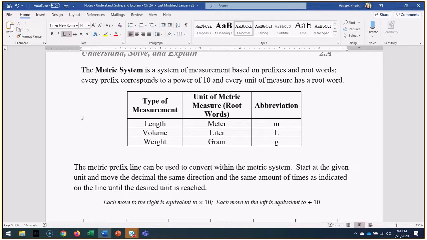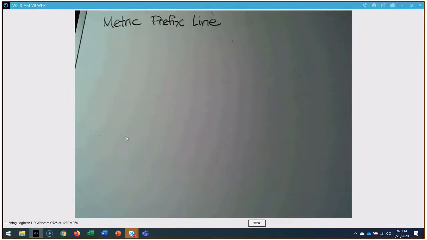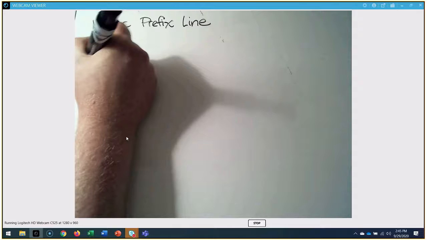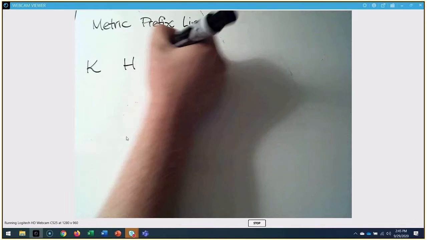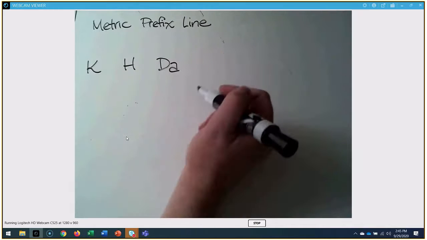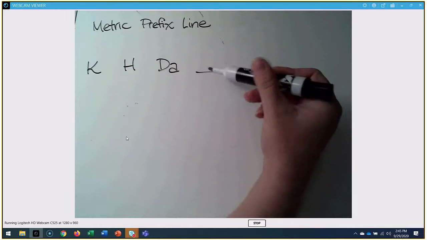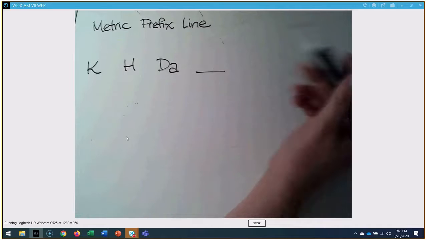So there's something called a metric prefix line, which I'm going to put up on the board here in just a second. The metric prefix line tells you how many spaces to move and in which direction to move your decimal. So I want to go through that here with you. So it looks like this. It's abbreviated with these letters: K, H, D, A. This space is for the base unit, which I'll come back to in a minute.